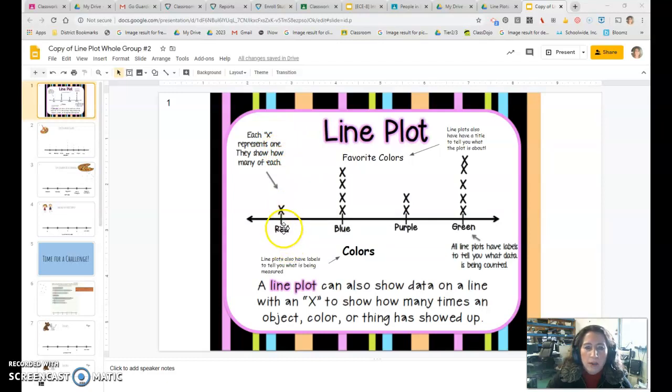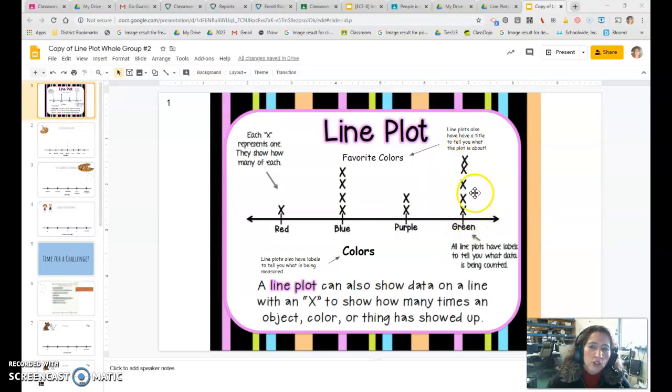To indicate which one represents a favorite color, we're going to use the X, okay? So if you look up here, you're going to see 1 X. That means 1 person voted for red. You have 4 X's on blue, so 4 people voted for blue. On purple, 2 people voted for purple, and on green, 5 people voted for green.